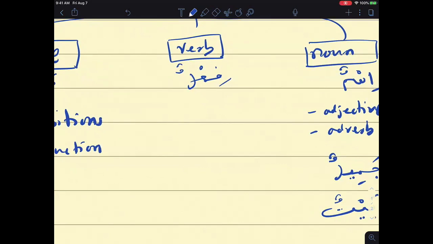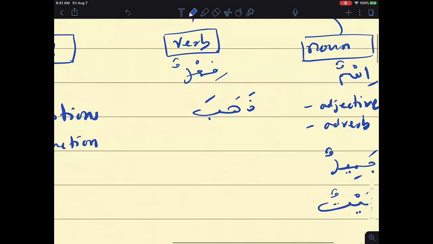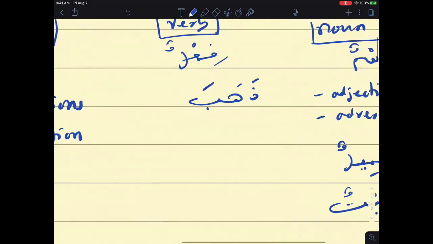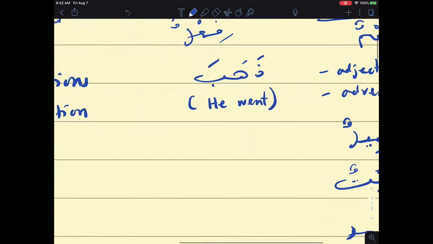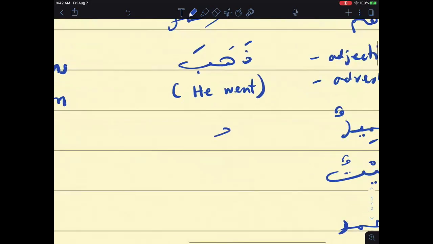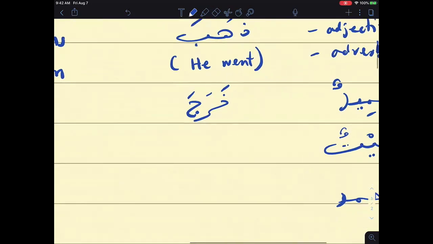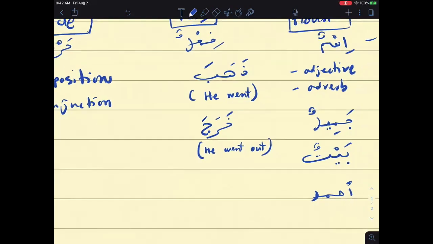In today's lesson, we'll also be getting one or two verbs. For example, one of the verbs that we're going to get is ذهب. This is a past tense verb. I'm giving you some examples of these parts of speech. I don't want to talk too much about the verb, but it means he went. And I think there's another verb here, kharaja? I'm not sure. Kharaja means he went out, to get out, something like that.